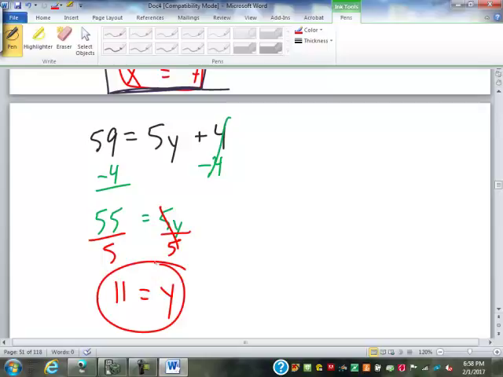Now at this point, I'll leave it up to you guys to go back and double check it. You can double check it by replacing the y with 11. So 59 would equal, instead of 5y, you'd put in 5 times 11 plus 4. You have to do your order of operations to combine that.